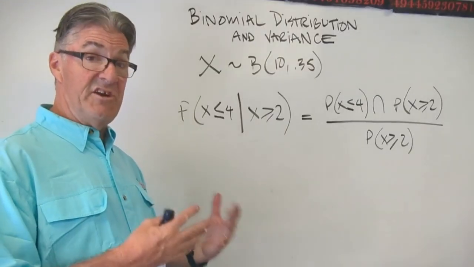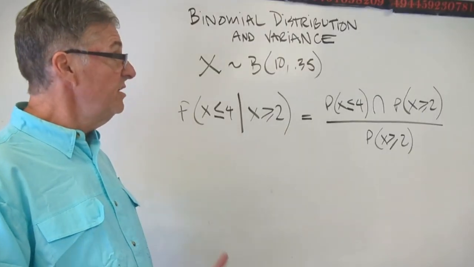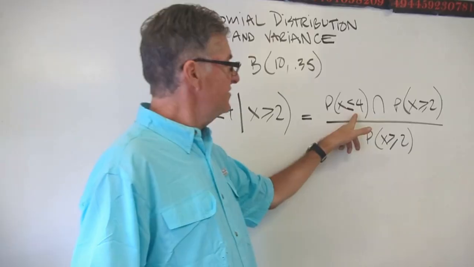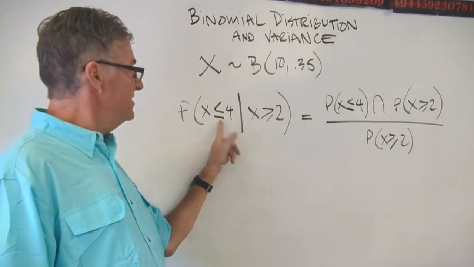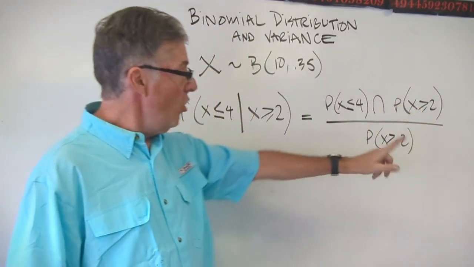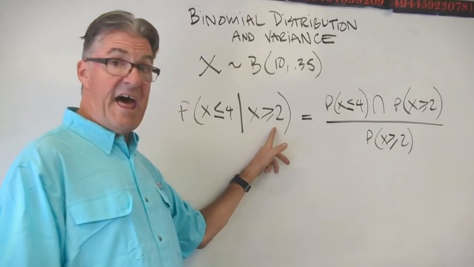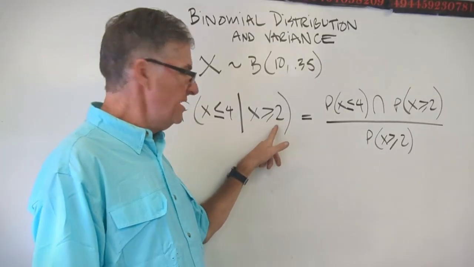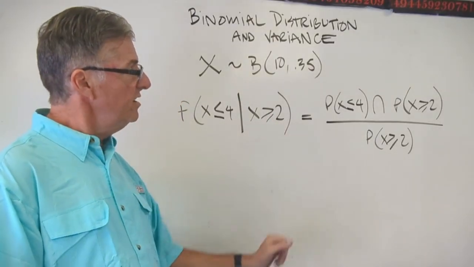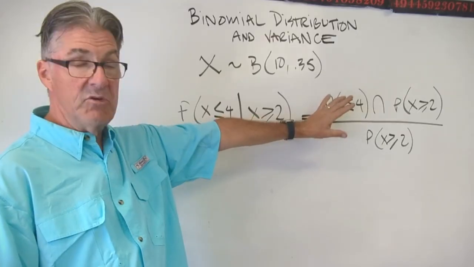Okay, so here is an expression of our rule, that it's going to be the intersection of the 2 probabilities that are showing here over the given probability that's in the second part of this expression. So now we have something we can use.